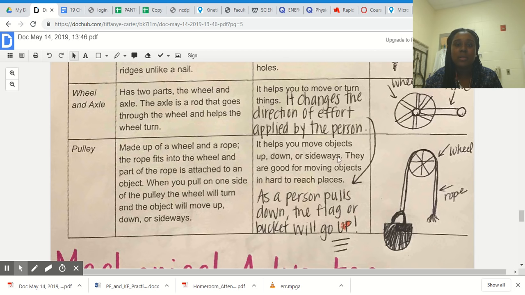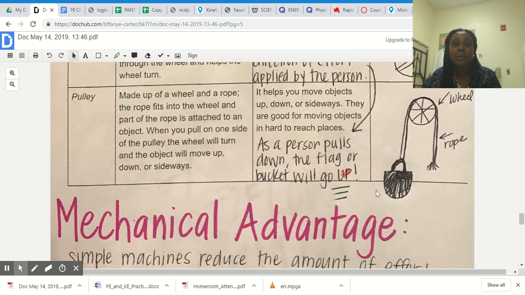All right, and this little note, just so you know, goes down here. So lastly is a pulley. A pulley is made up of wheels and a rope. What happens is the rope goes over the wheel, and as you pull it, it's going to help move an object.